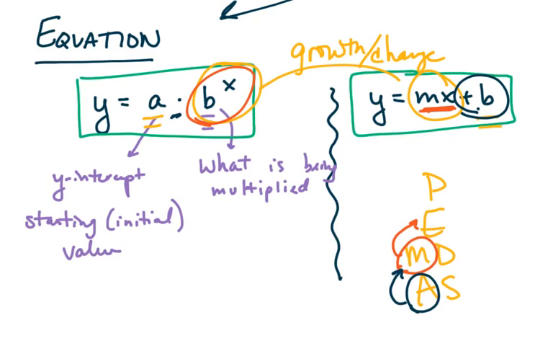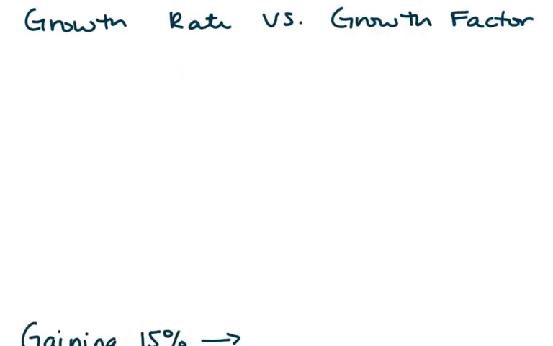Okay? And that's all good. So if something is doubling, it's multiplying by 2. If it's tripling, it's multiplying by 3, whatever is happening. But then there's a little extra twist in there, and that's when we start bringing in percentages. So there is something that's called a growth rate versus a growth factor, okay?